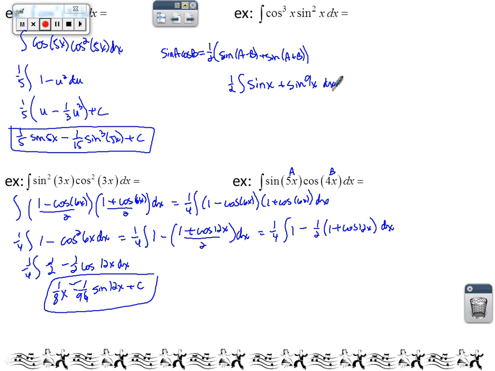Yeah, we'll just integrate now. So we get the integral of sine is negative cosine, so I have a half times negative cosine x. The integral of sine of 9x, that's a little baby u sub, right? Got the 9, it's 1/9. And actually it's a minus, right? It's minus 1/9 cosine 9x. Okay, plus c, and then we clean it up. So I have negative 1/2 cosine x minus 1/18 cosine 9x plus c.